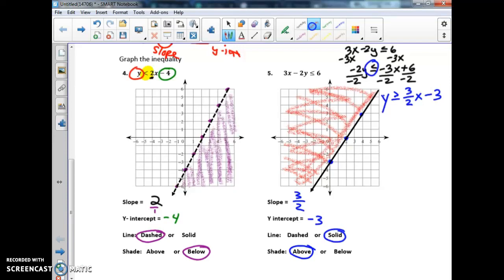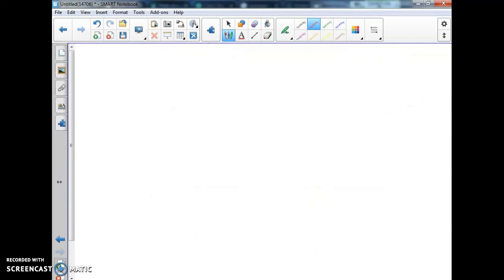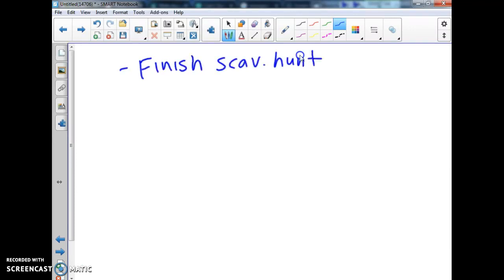Alright? Alright, so today, you guys will be finishing, you're going to finish the scavenger hunt from yesterday. And then you are going to start a new activity, and there's bags with 5 different pieces of paper in them. It's the clue activity.